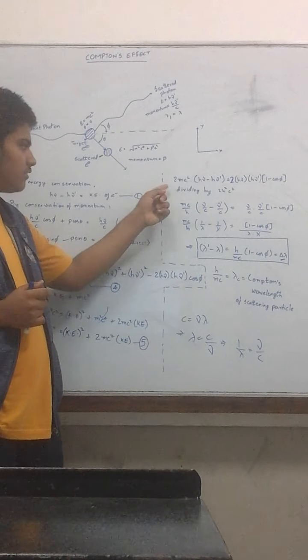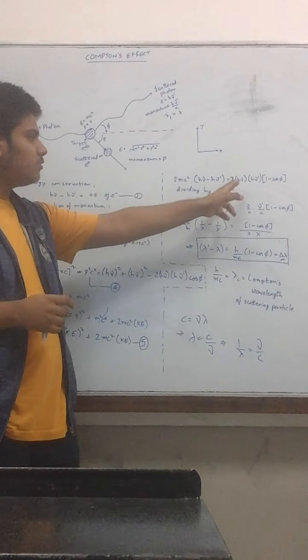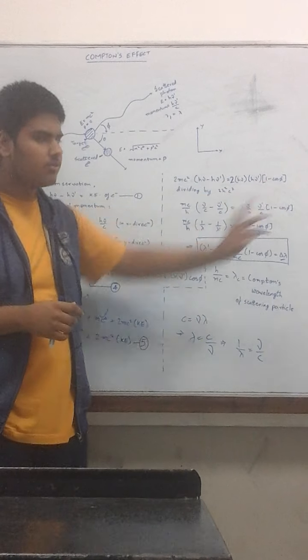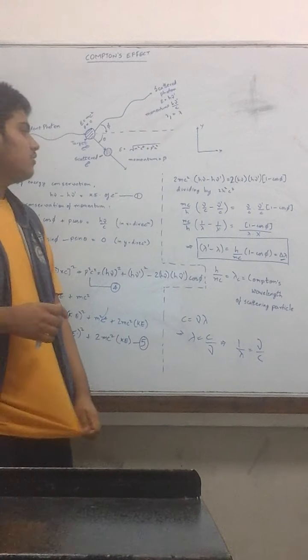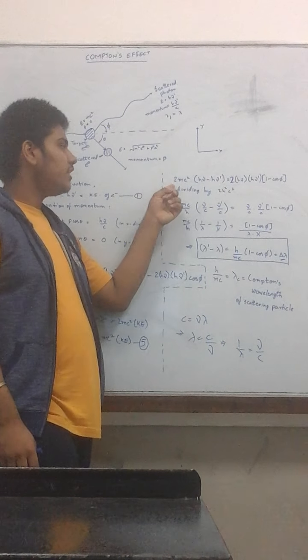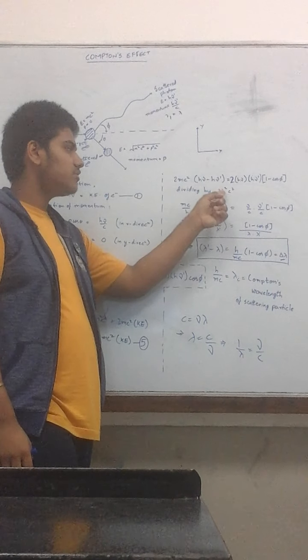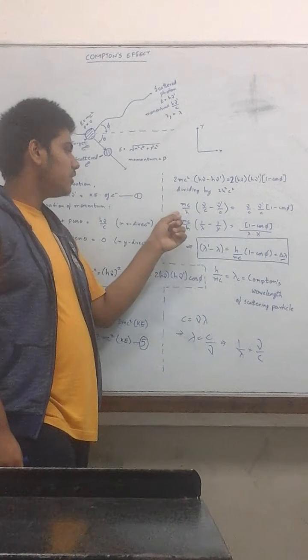You will get this equation: 2 m c square (h nu minus h nu dash) will be equal to 2 h nu h nu dash (1 minus cos phi). Phi is the scattering angle of the photon. Now what you have to do is divide this equation by 2 h square c square. Now you will get this equation.